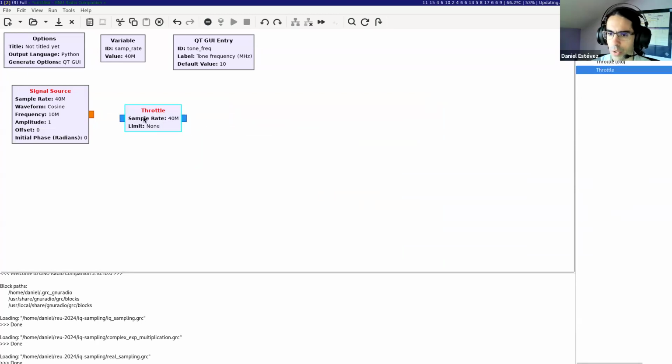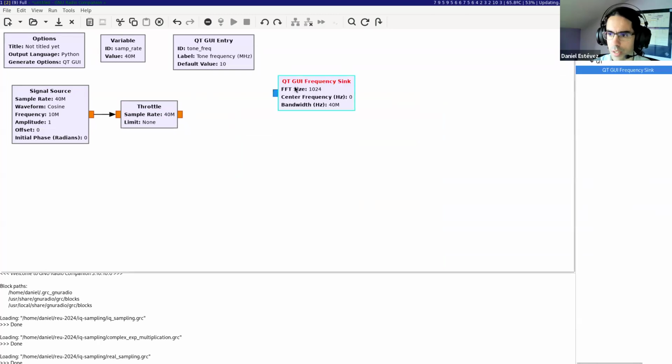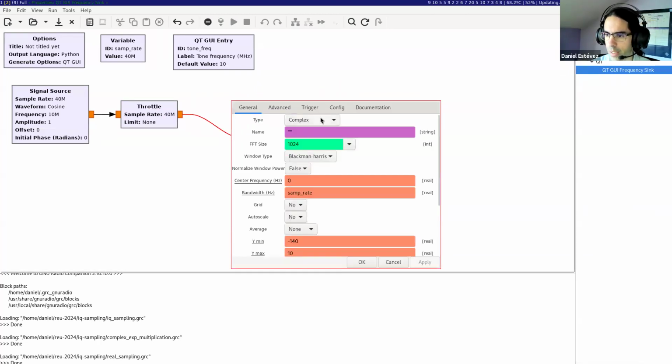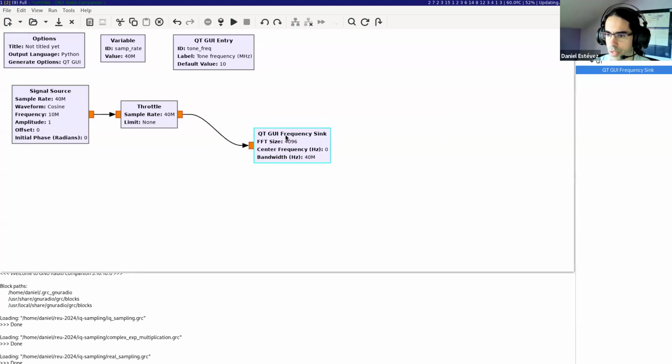So we need a throttle block to limit the rate at which the simulation runs. And then GUI frequency sink. I want to change this to float to match the type of the port, also 4096. And as the previous week, I'm going to be using spectrum width half, which only represents positive frequencies. We will understand why there can be negative frequencies throughout this session.